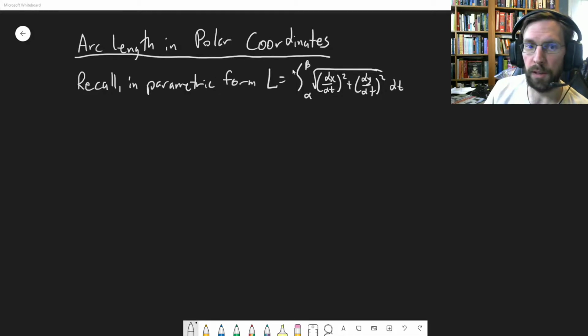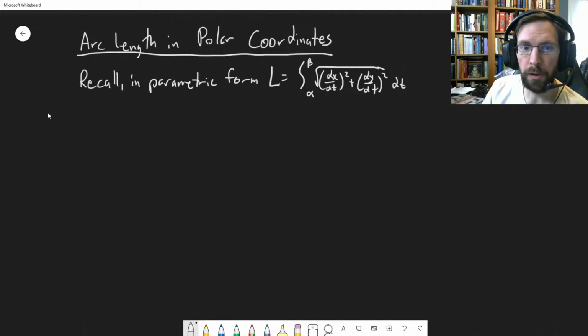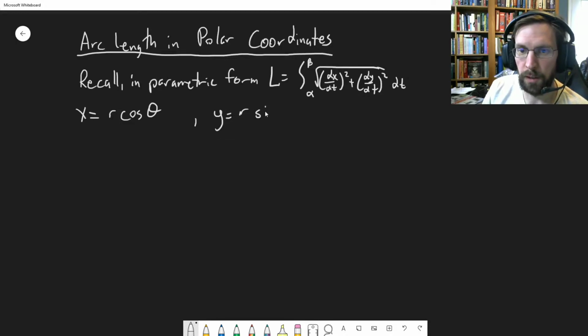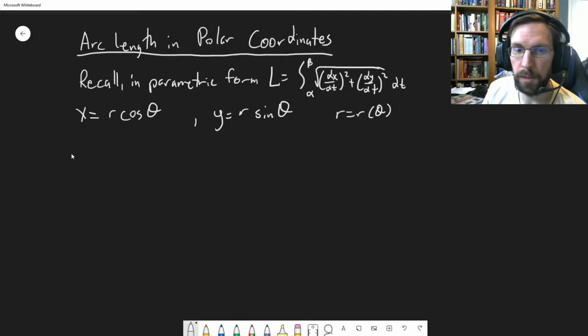Okay, so when we do this, we're going to remember our parameterization of polar coordinates. So we can write x as r cosine theta, and we can write y as r sine theta. Remembering that r is a function of theta for all of these.